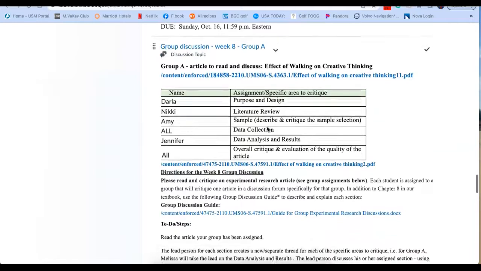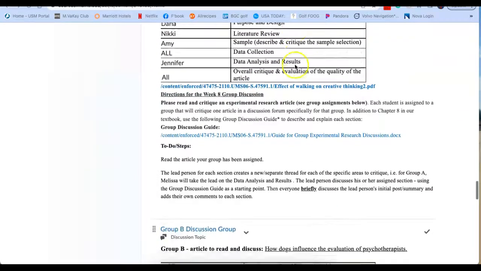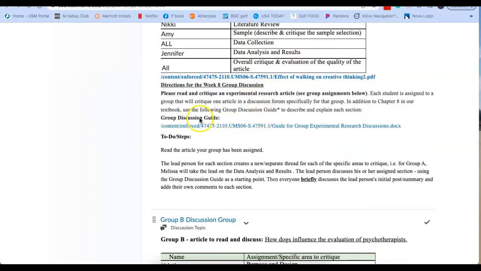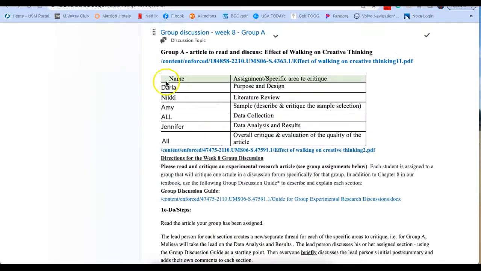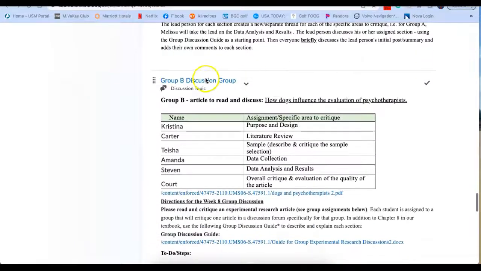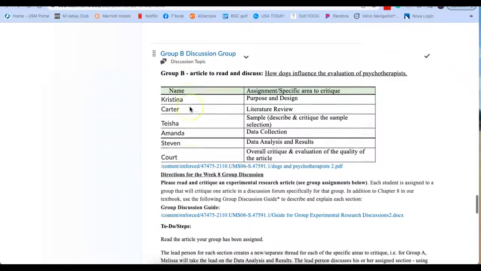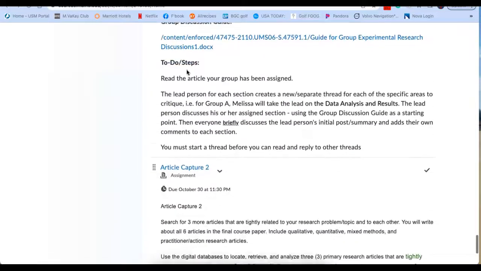Once again, here's Group A. This is the article you're reading. Please read the group discussion guide, right here, the guide for group discussion on research. And once again, Darla is going to take the lead on that. You create it the same way you do a weekly discussion post. Everybody has been through this in the class, but if you have trouble with it, please let me know. Group B, there are the group members and assignments. Group C, the same thing.